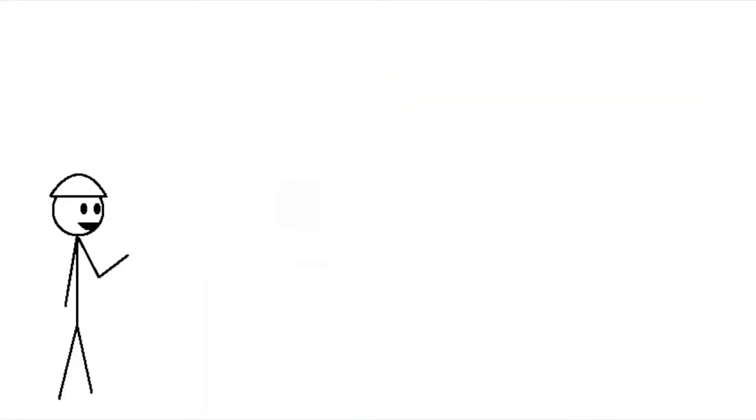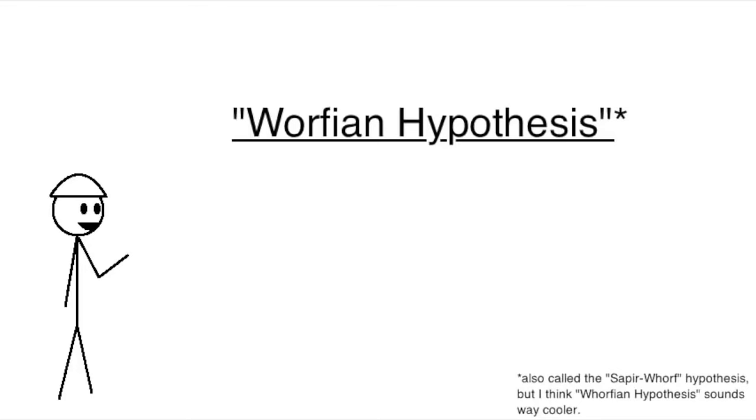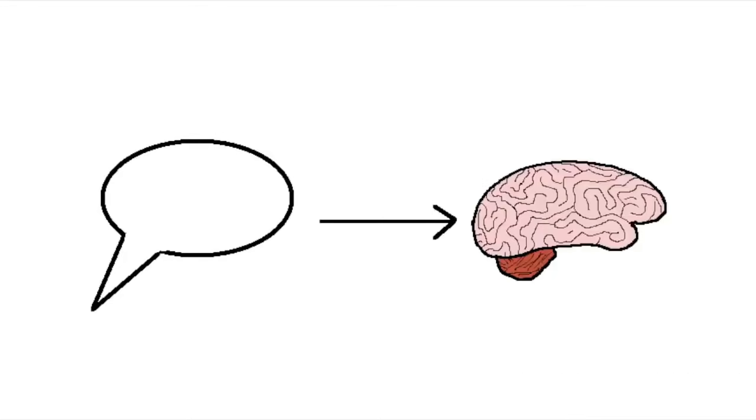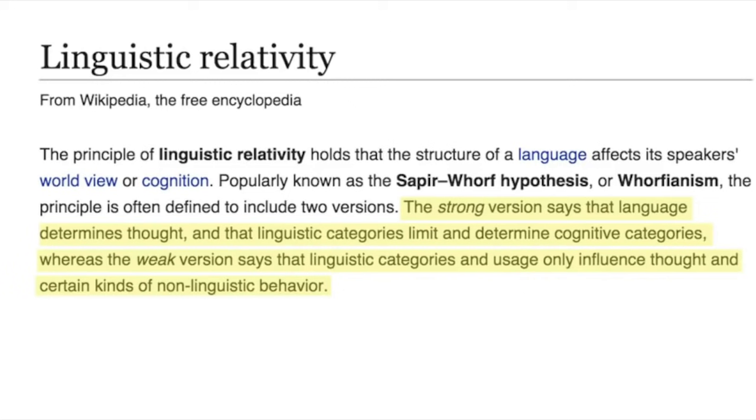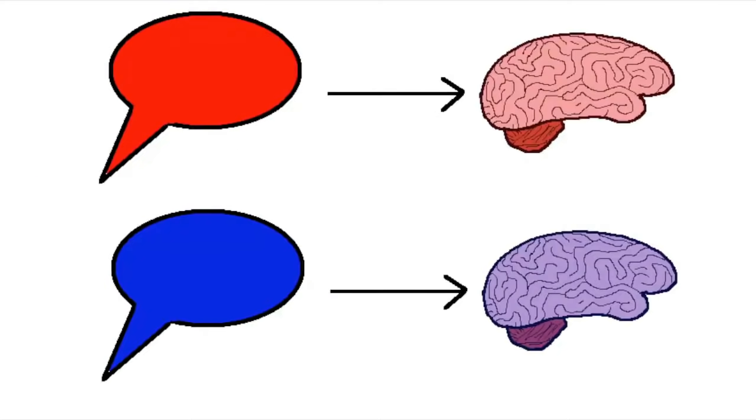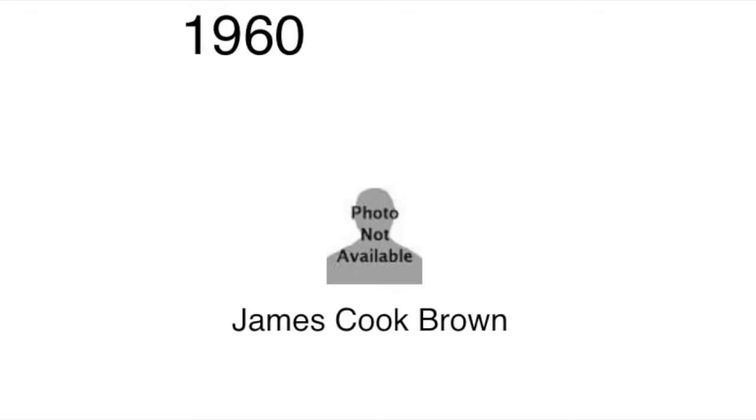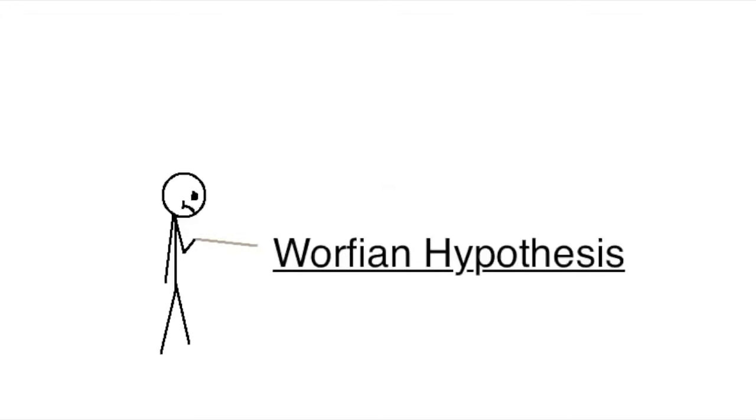There's an idea in linguistics that I really haven't talked about enough, called the Whorfian hypothesis. It proposes basically that language affects the way we think. There are different versions of the hypothesis that try to narrow down and get really specific about exactly how language influences our thought, but that's the gist of it. Different languages encourage people to think in different ways. In 1960, a man named James Cook Brown proposed a possible test for this hypothesis.